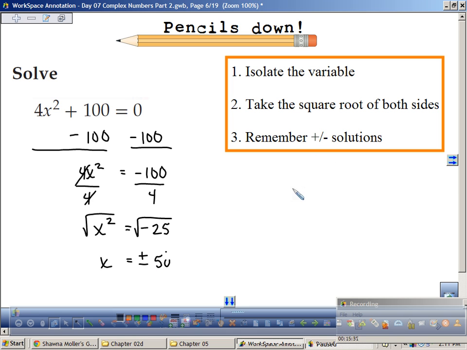Good question. If I have x squared equals 25, what is x? Isn't it 5? Yeah, because 5 squared is 25. Check this out. But what if it was negative 5? Wouldn't it still be 25? Because negative 5 times negative 5 is positive 25. So you have to consider both cases.